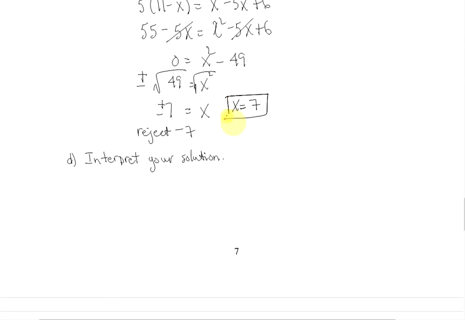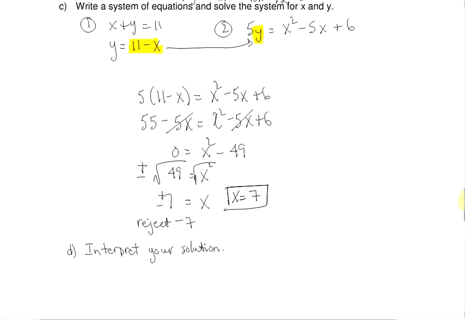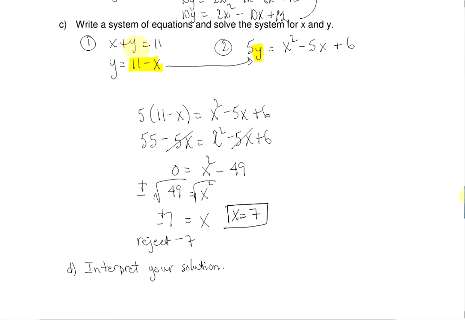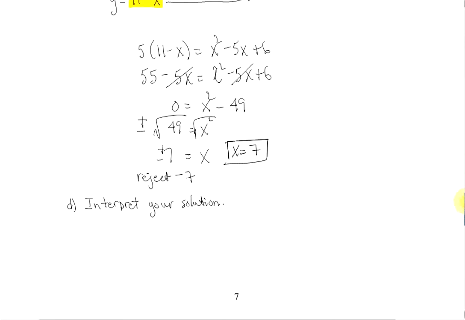All right, we want to find out what y is. So we go back up here, and we've got two equations. It's probably going to be easier to find out what y is using our linear equation, right? It'll be less work. I already have it isolated for y. I already know that y is equal to 11 minus x, so I'm just going to plug in 7 there, and I get that y is equal to 4, okay?